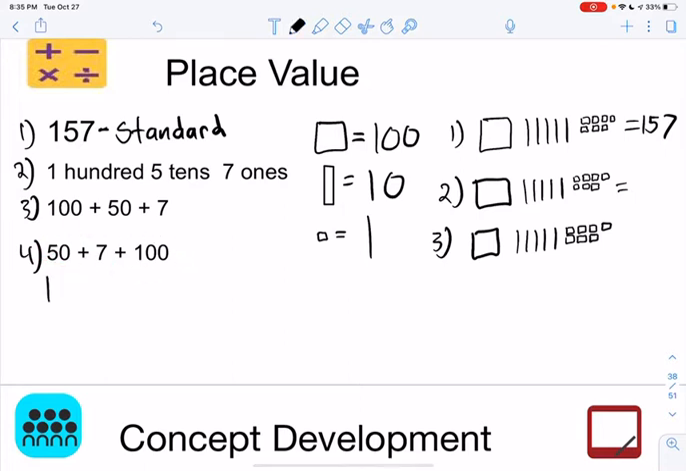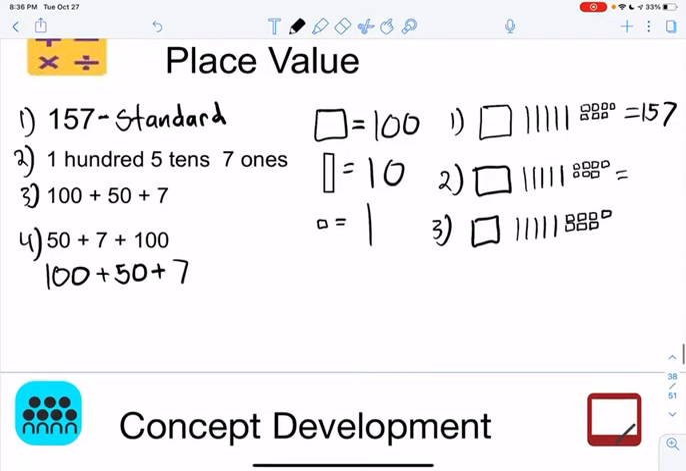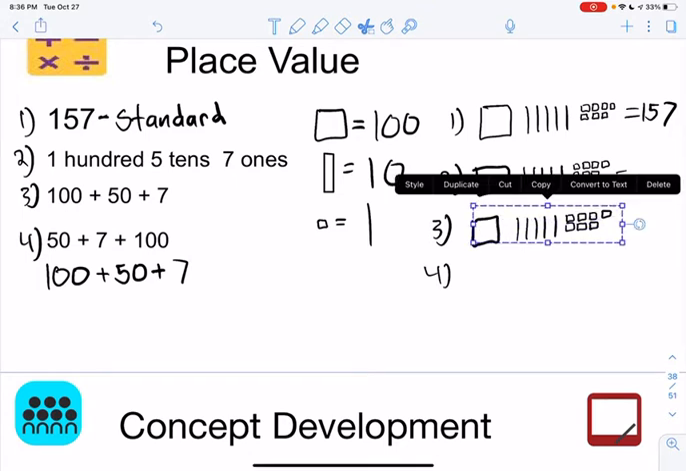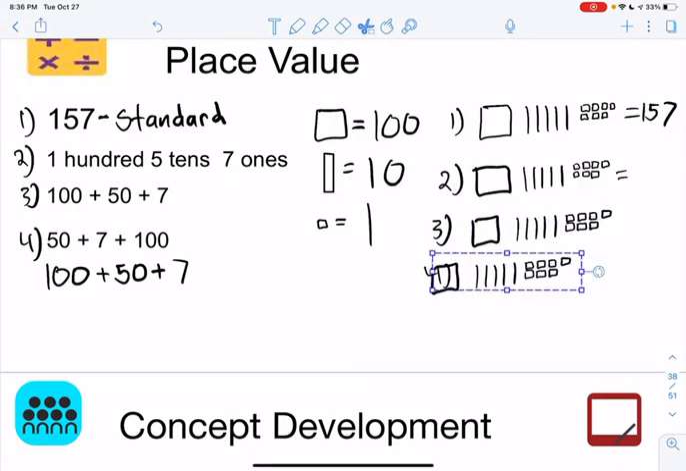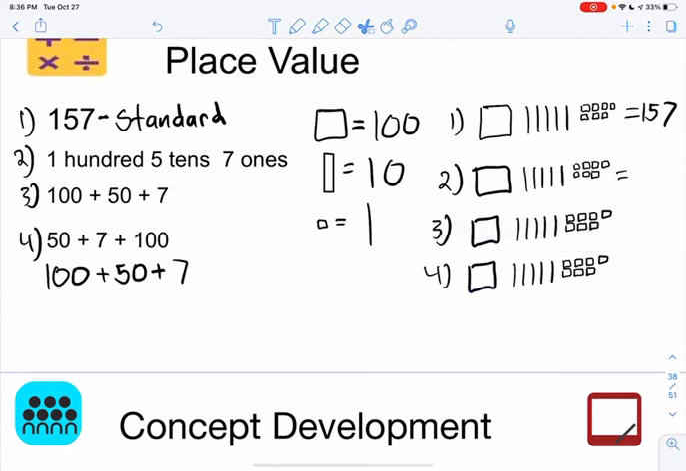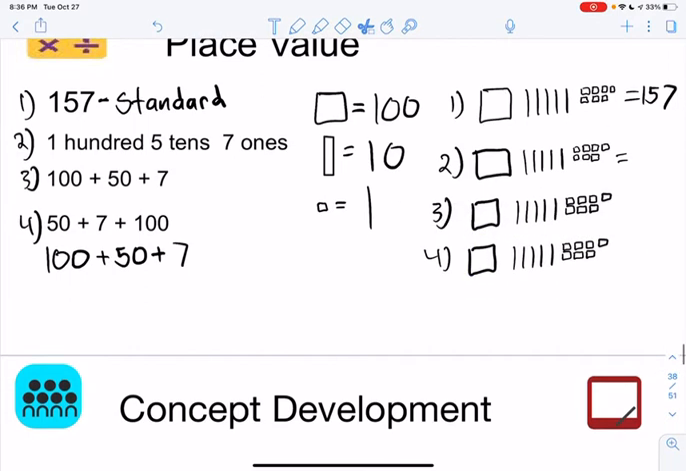The 100. What is the middle number? The 50. And what is the final number? The smallest. The 7. And would you look at that? It's the same exact thing as this one. So what I'm going to do, to save a little time, is copy and paste, because it's the same thing. It was just written out of order.